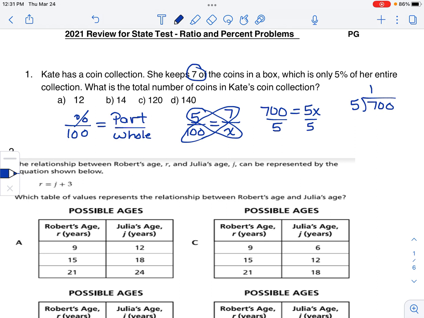5 can go into 7 once. The difference is 2. I'm going to bring the 0 down to make it 20. 5 goes into 20 4 times exactly. And 5 can't go into 0, so I'll bring the placeholder up. So that means Kate has 140 coins in her collection.